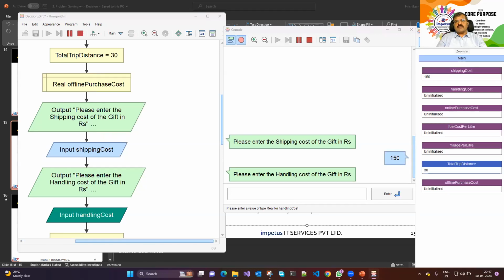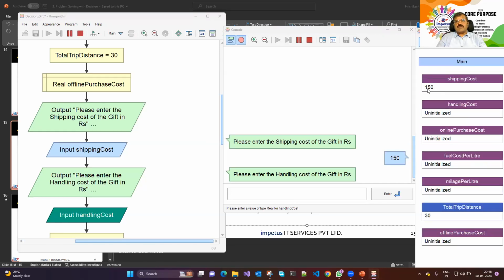Look at the variables that we have. So 150 has been accepted over here. The rest all variables are uninitialized except for total trip distance. That's the only variable which is constant that has been initialized. Then we proceed further.